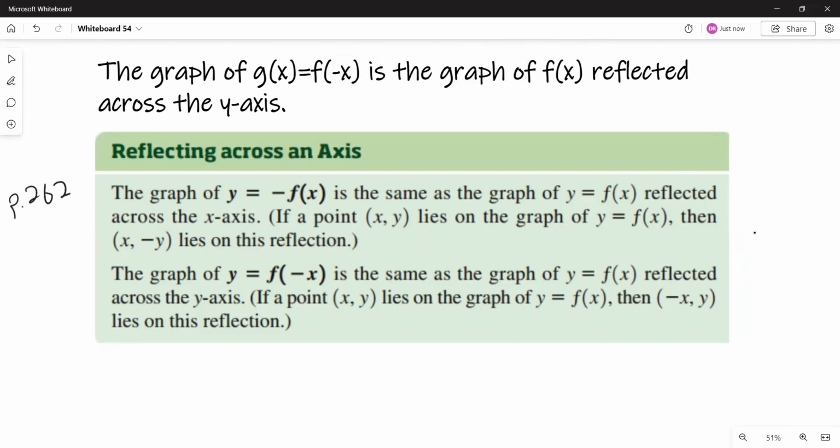The graph of y equals -f(x) is the same as the graph of f(x) reflected across the x-axis. So if a point (x, y) lies on the graph of f(x), then (x, -y) lies on this reflection. And the graph of y equals f(-x) is the same as the graph of f(x) reflected across the y-axis. So if a point (x, y) lies on the graph of f(x), then (-x, y) lies on this reflection.